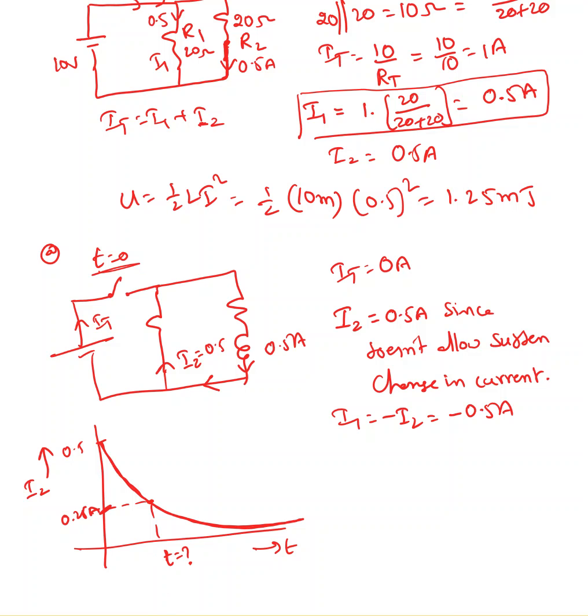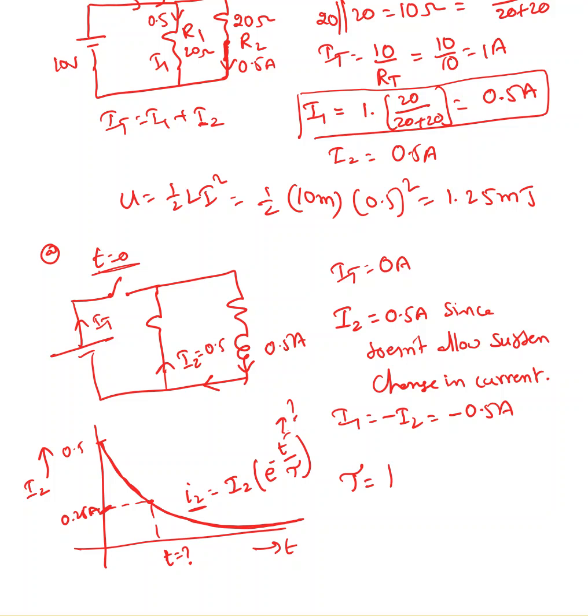So the equation for I2 equals the initial current times e to the power of minus t over tau. That's the current equation, the current passing through that circuit. Now the initial current I2 is 0.5, and we need 50% of that current. The goal is to find t equal to how much.